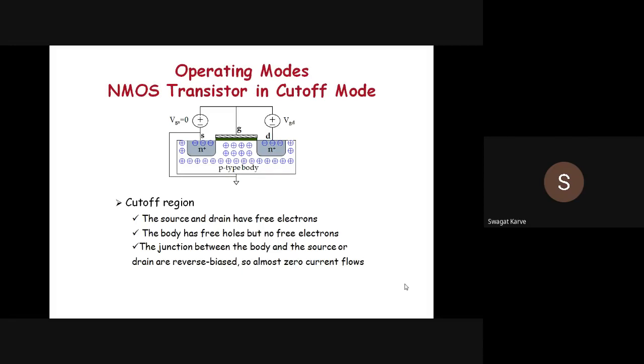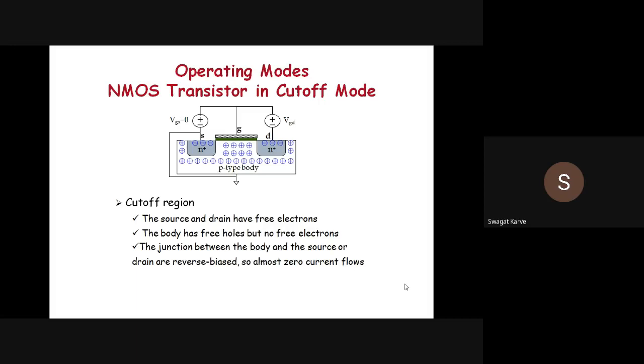Gate is equivalent to the base. Source is equivalent to the collector of the transistor, and drain is equivalent to the emitter of your BJT. The basic difference between the BJT and MOSFET is that the MOSFET is a voltage controlled device. It is a unipolar device, that means whatever the current is, it is contributed by only the majority carrier, not the minority carrier. So that is the basic difference, and we have already discussed that point.